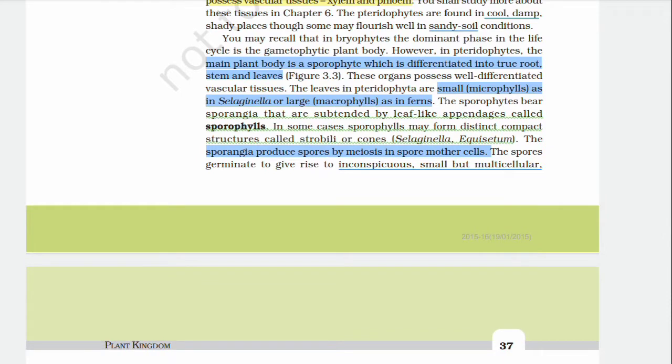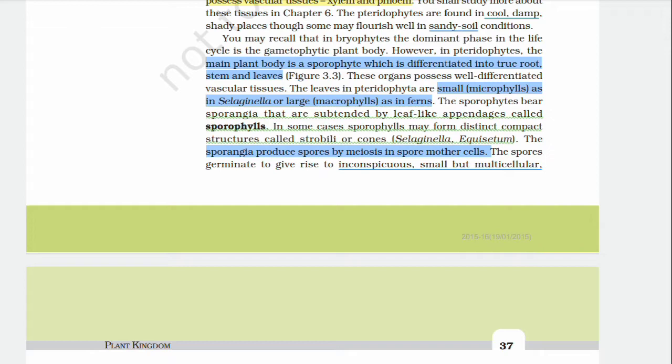The leaves, if you see leaves, they have true leaves, right? So these leaves are small, that is microphyllous in Selaginella, or large, macrophyllous in ferns. Okay, it is small in Selaginella and large in ferns. And now, sporophytes. Sporophytes have sporangia. Sporangia from where spores are produced. These sporangia are subtended by leaf-like appendages called sporophylls. In some cases, sporophylls form a distinct compact structure called strobili or cone in case of Selaginella and Equisetum.